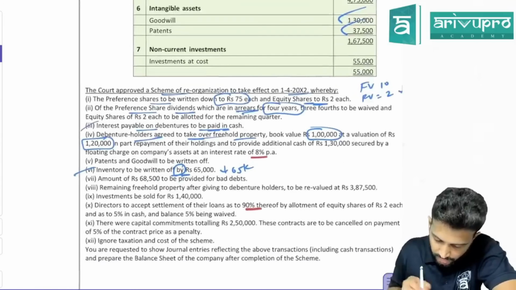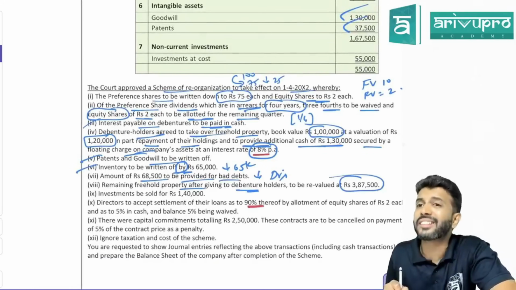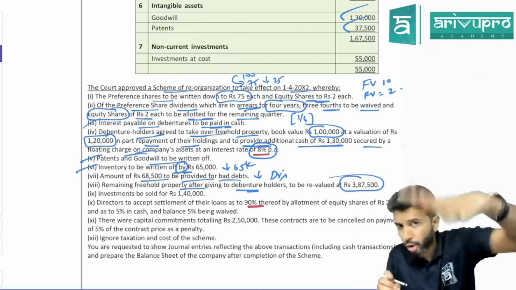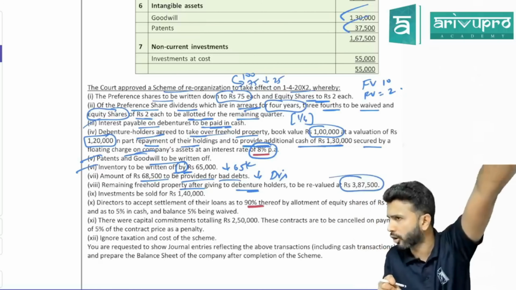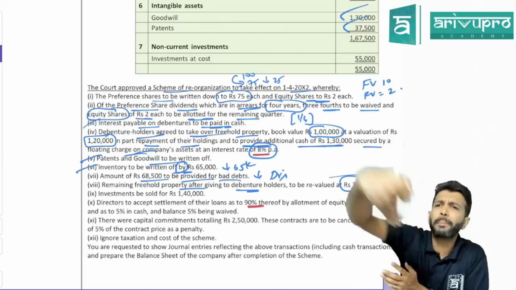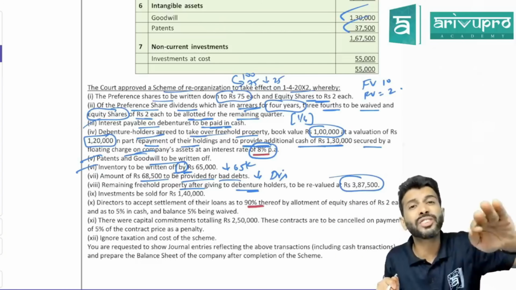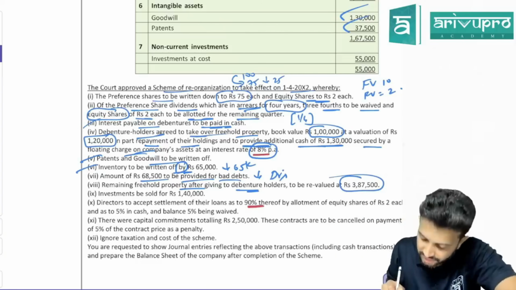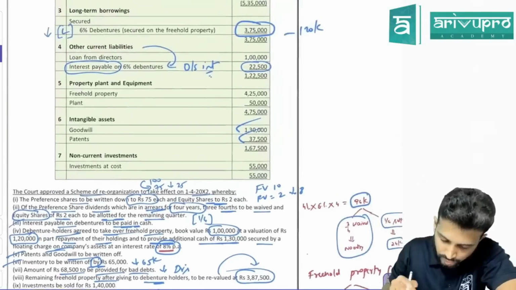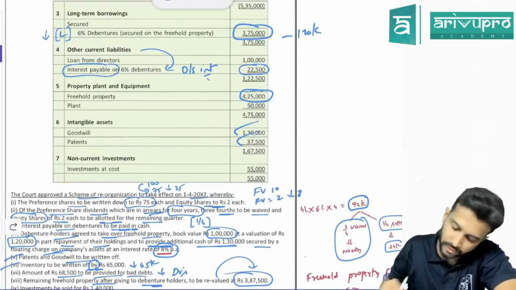Okay, next is what, sir? Remaining freehold property after giving to the debenture holders is revalued at 387,500. One portion of the freehold property the debenture holders took off. Freehold property means maybe your building. We had two buildings. One building the debenture holders took off. Another building is there. Is its value the same or is it revalued? What is its revised value now? 387,500. Okay, go back to your question. How much is the total freehold property value? 4,25,000.